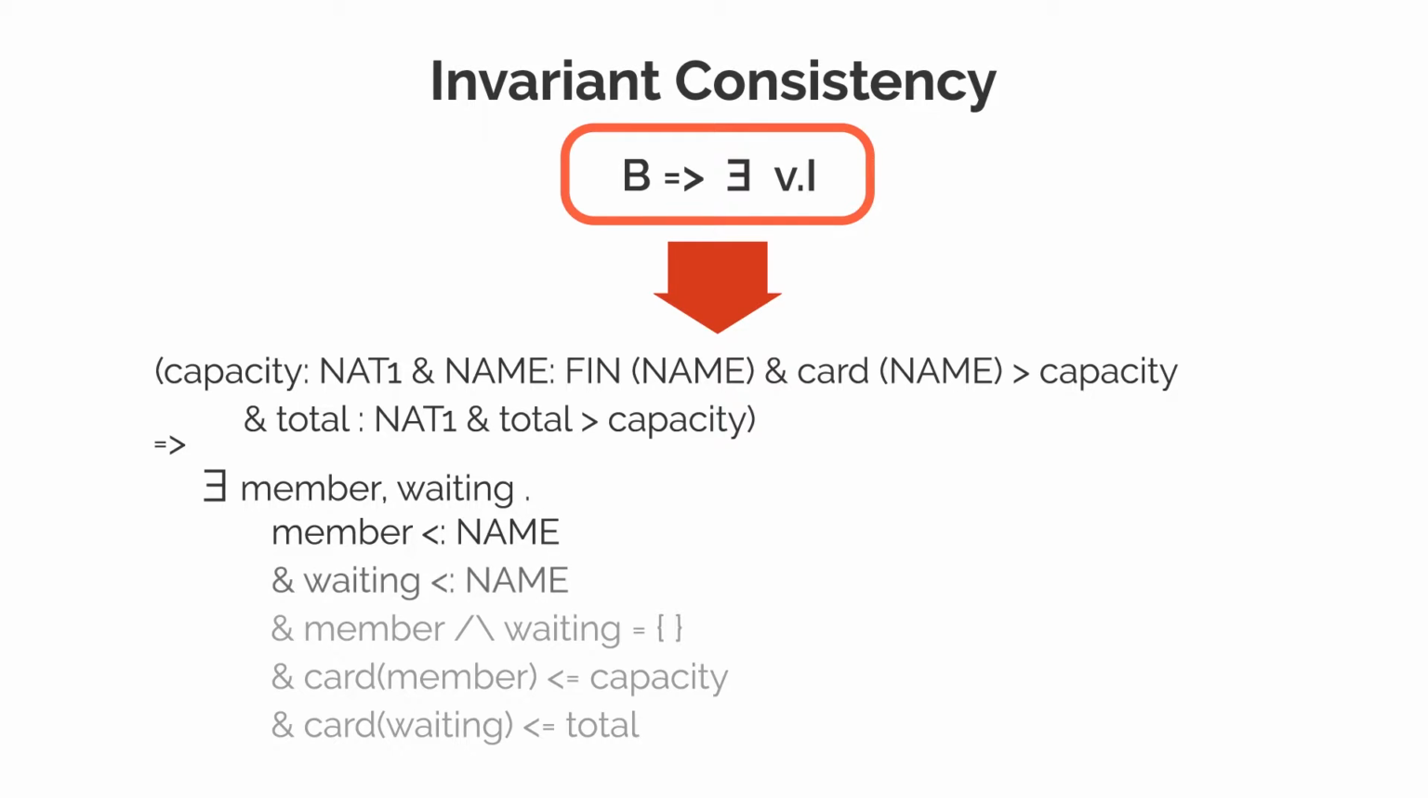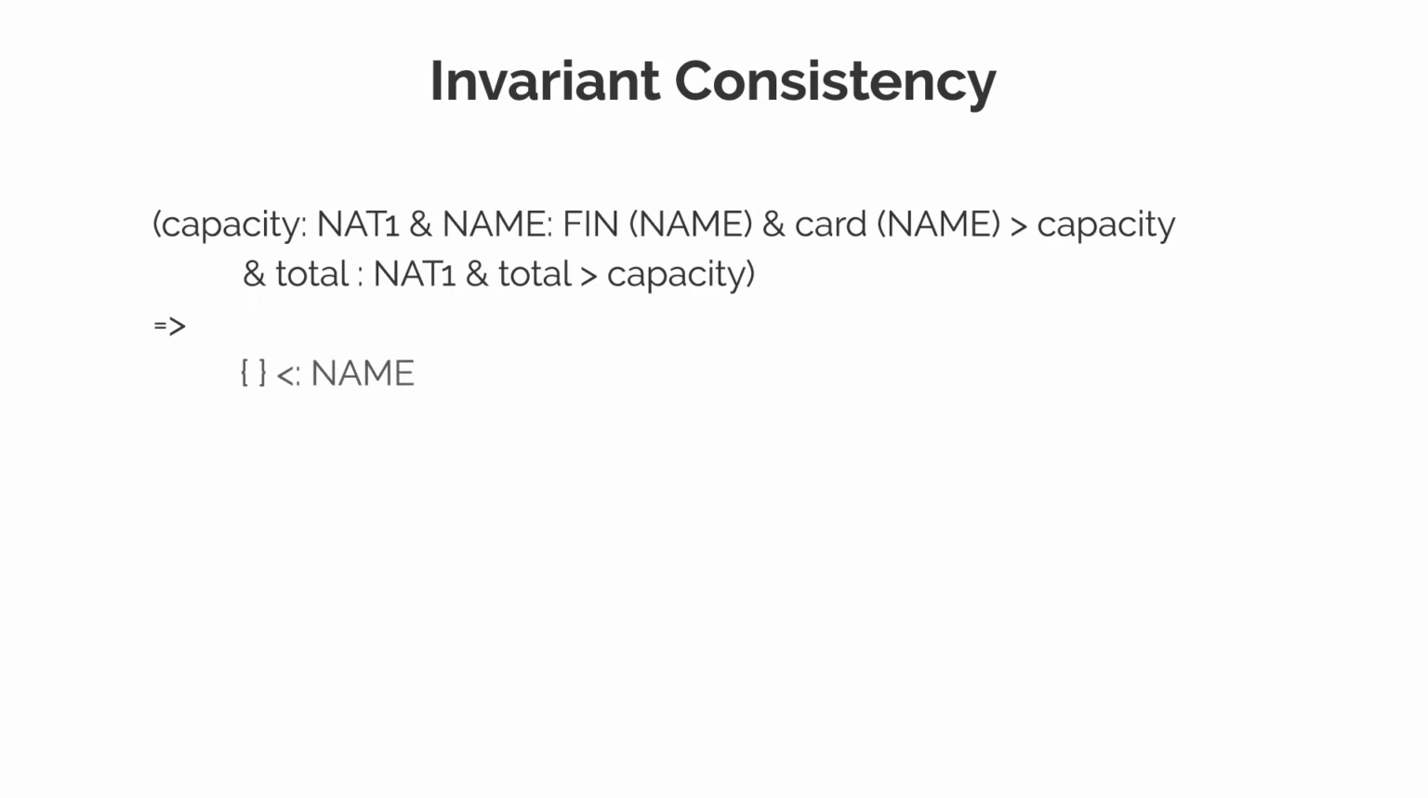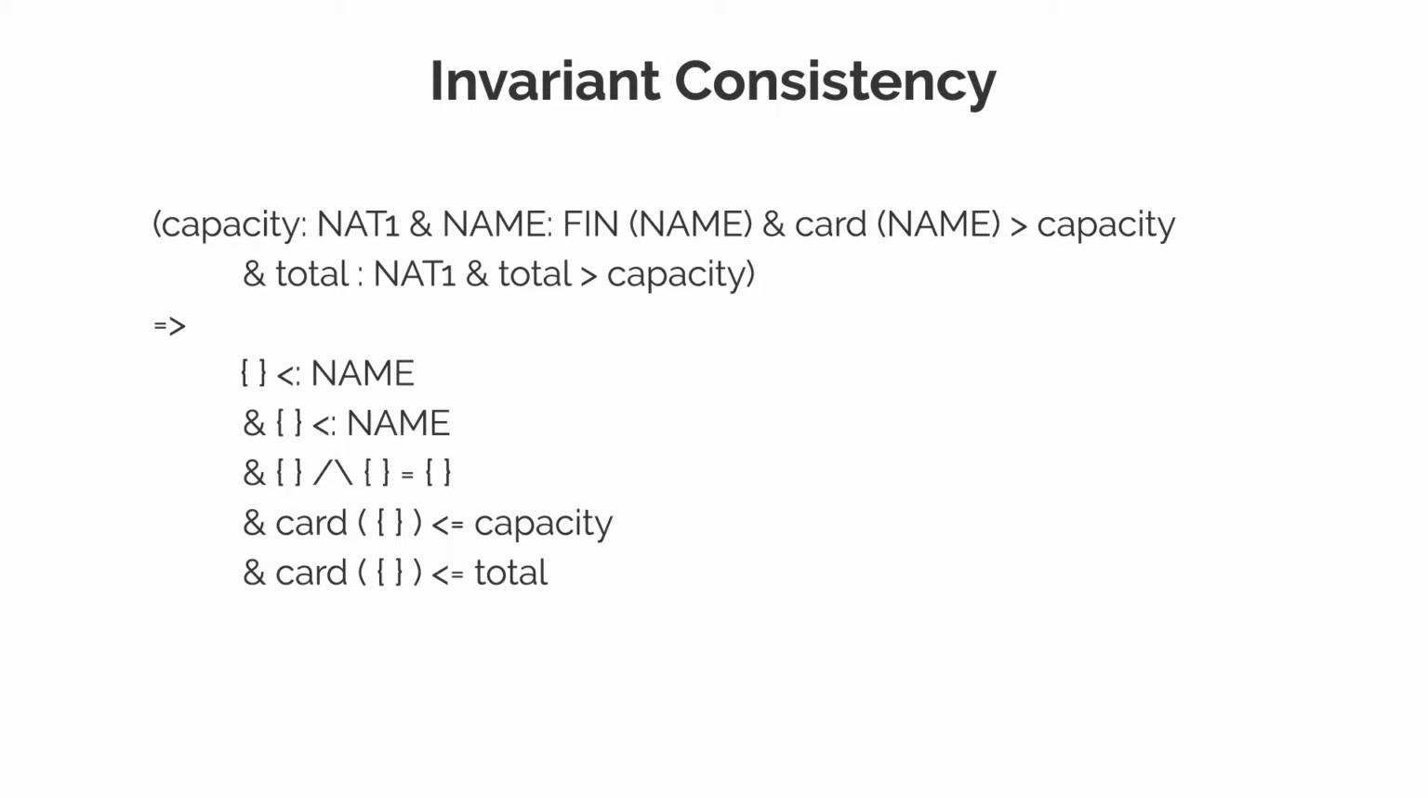You can prove that such values exist simply by providing the empty set, by valuing the member and the weighting variables with the empty set. As we can see, of course, the empty set is a subset of name. The intersection between two empty sets is an empty set, and as capacity is a natural number greater than 0 and total is a natural number greater than 0, they're both greater or equal than the cardinality of the empty set, which, as we know, is 0. And that finishes the proof of the invariant consistency of our example.